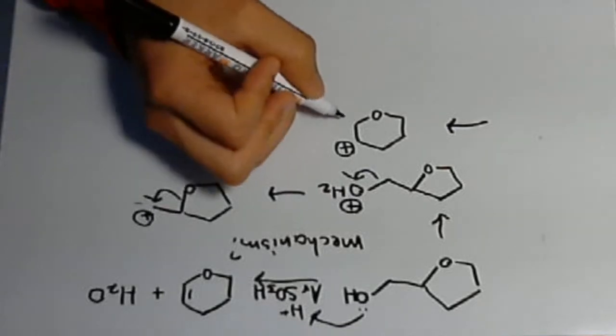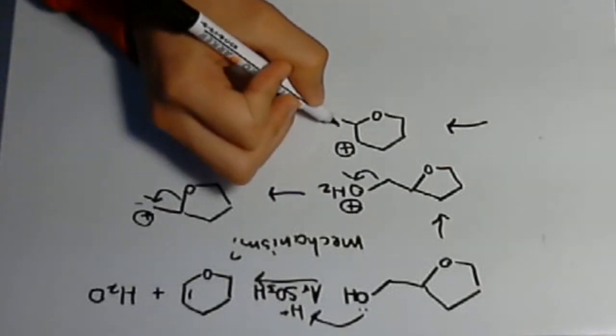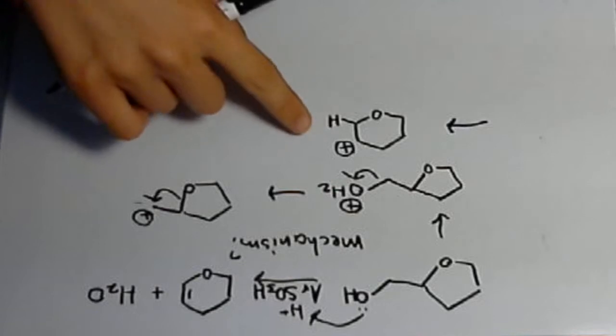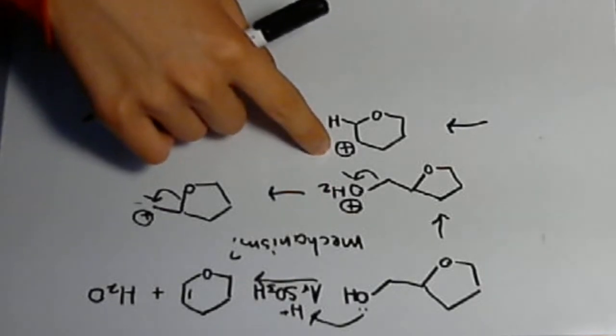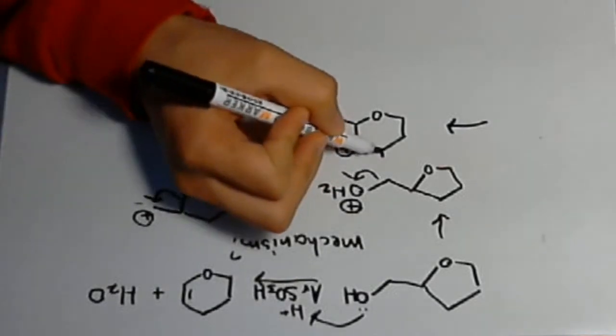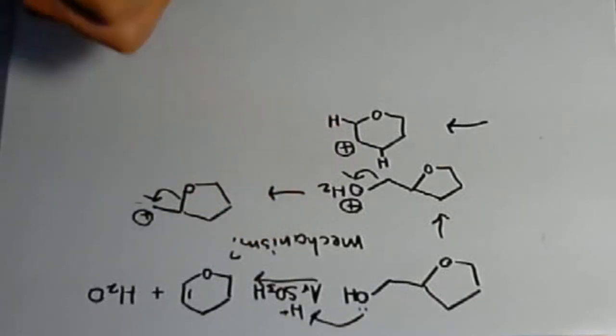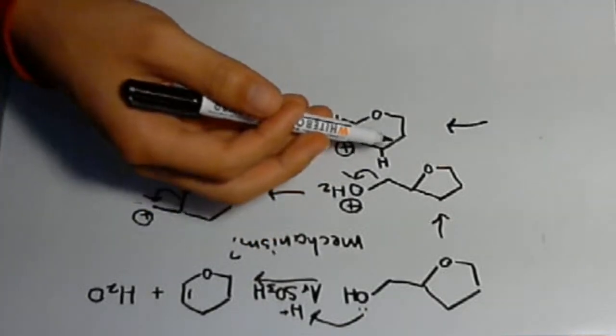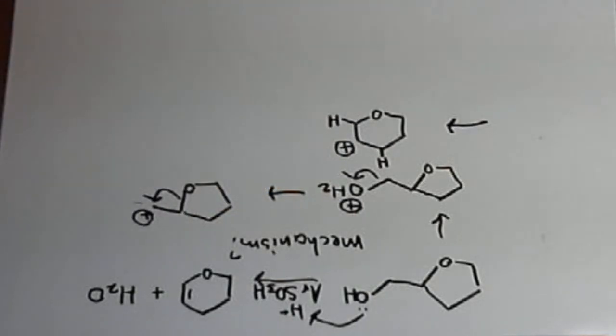Okay. Now we have two choices. Obviously, it's going to be elimination, because there's no nucleophile. There's no nucleophile to attack that positive charge. So it's going to have to be an elimination, which means one of these protons is going to be acidic. Now, which one is the most acidic?